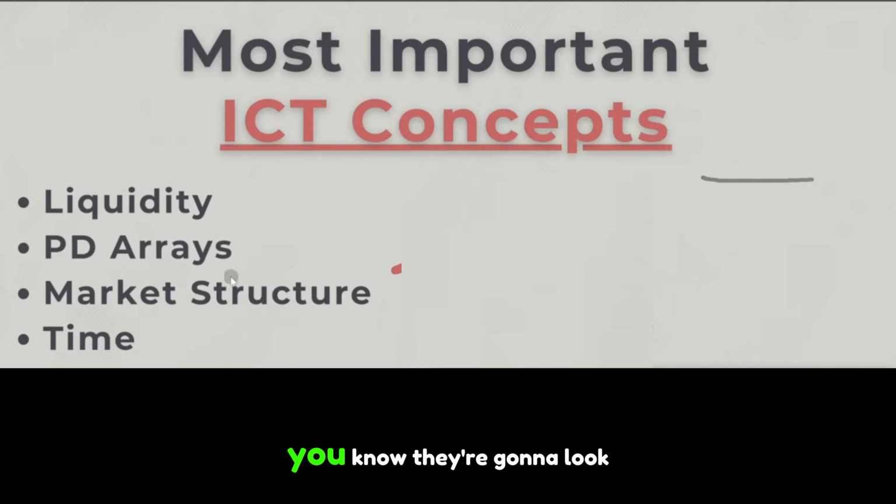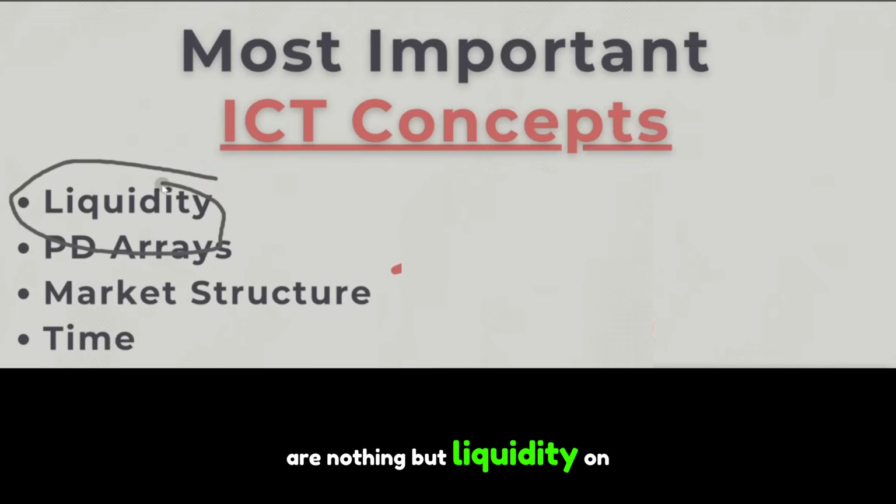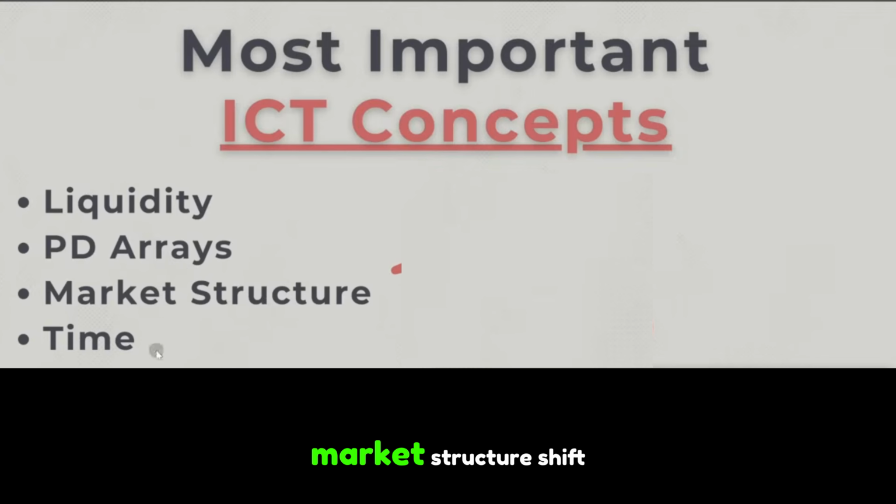And then we look at PD arrays, which are the second most important ICT concept. But even PD arrays, when looking at the lower time frame, are going to be liquidity at the end. ICT put it in a way that you don't see it on the same time frame. So PD arrays, again, are nothing but liquidity on the lower time frame. A fair value gap, for example, if you switch to a lower time frame, and I've talked about this before, is nothing but what? Liquidity.